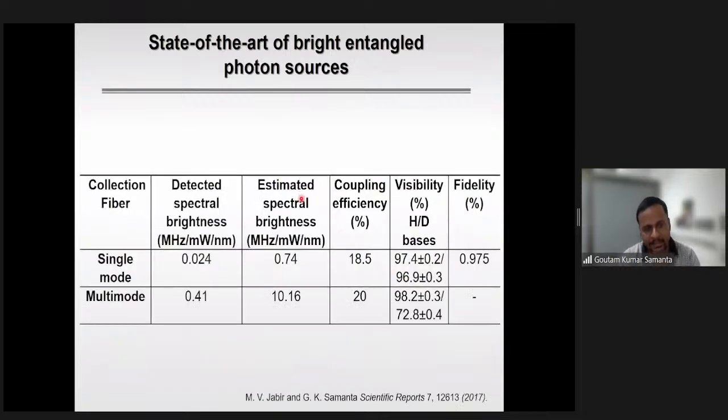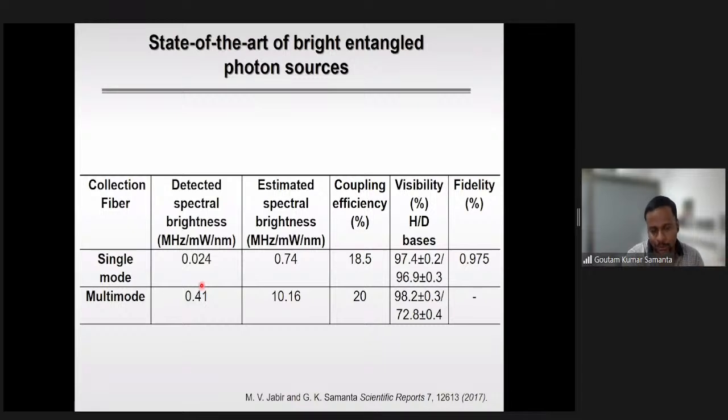And then there is a comparison. When you are using a single mode fiber, you have a high state fidelity, but then you pay the price with a low spectral brightness. But when you are trying to improve the brightness using the multi-mode fiber, then the state fidelity suffers, because you can see the visibility is coming close to the limit.